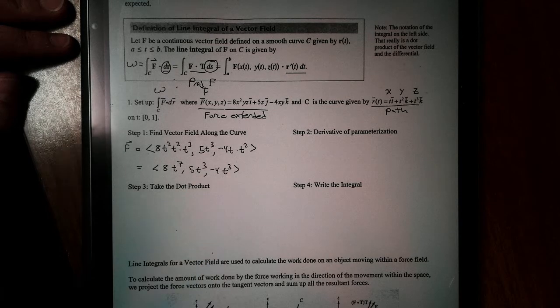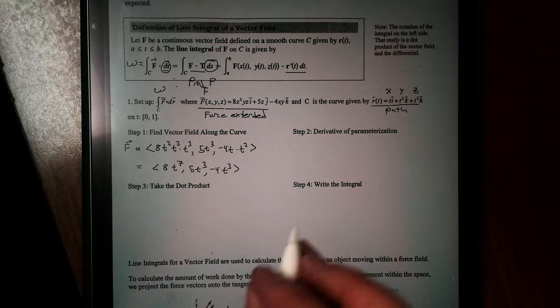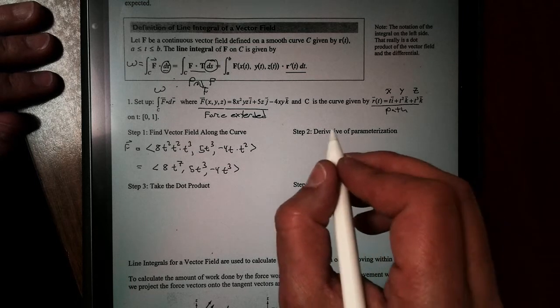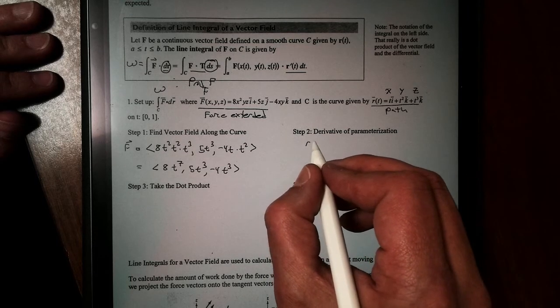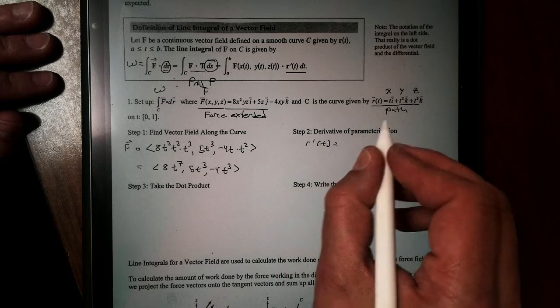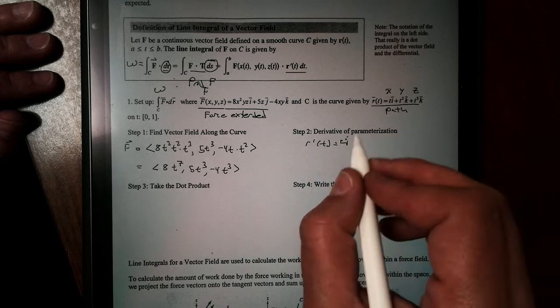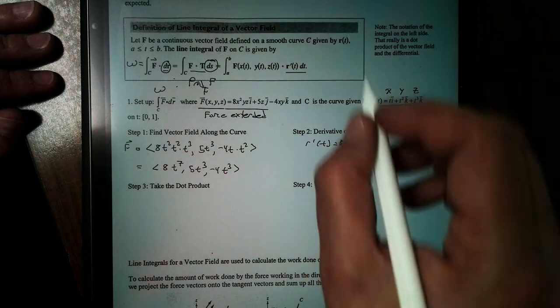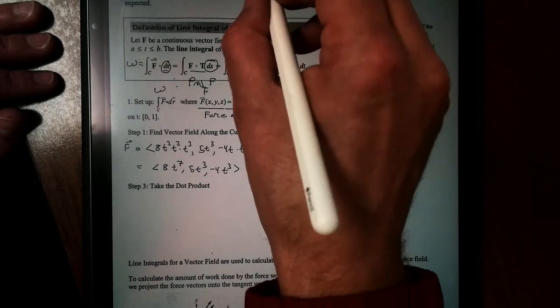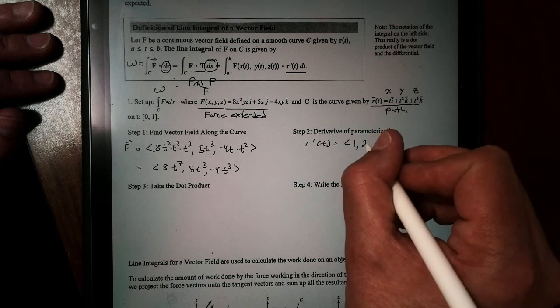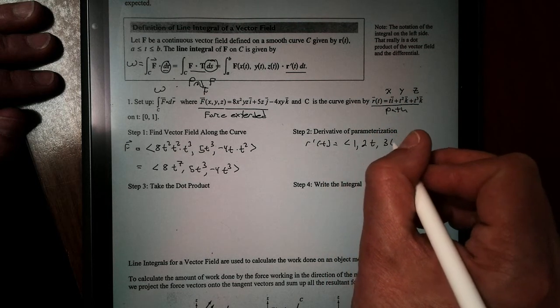Our next step is to get the derivative of our path, of our parametrization. So this is our path. Take the derivative of that, and that's not bad. The derivative of t is just 1. Remember, we're taking the derivative with respect to t here. So this is going to become 1, 2t, and 3t squared.